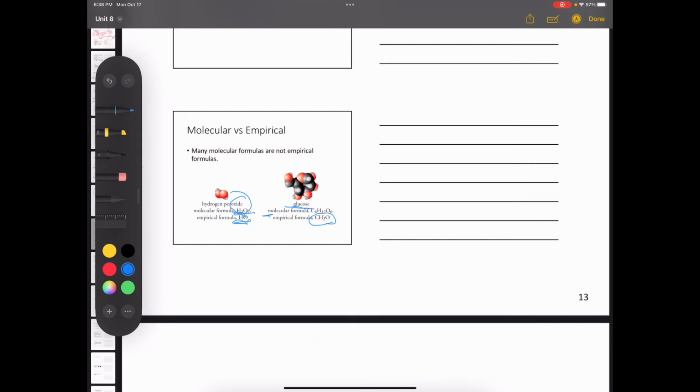Okay? So if you are able to answer the question of can I simplify this molecular formula as yes, then the empirical formula and the molecular formula are not the same. If you cannot simplify it into a simpler version of the formula, then the empirical formula and the molecular formula are the same.